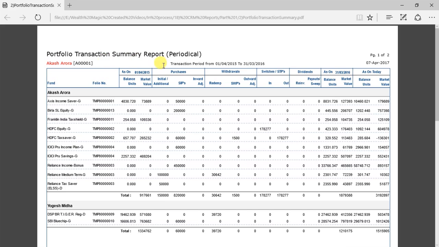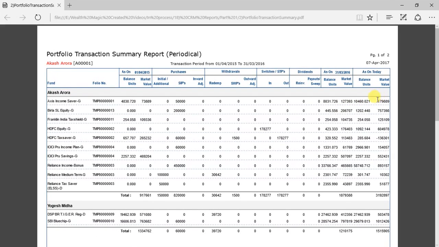The details of the investments for Akash Arora during a certain period of time. Now I can see the folios and I can see the total transactions that took place during that stipulated period. The SIPs here, for example, it is 50,000. There may be 5 transactions of 10,000 each. But here it is showing as the total of the transactions done under a particular folio. It also shows the market value. It shows the balance units, the market value as on the stipulated date that we had requested for.